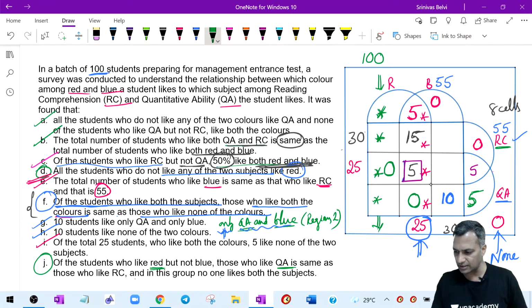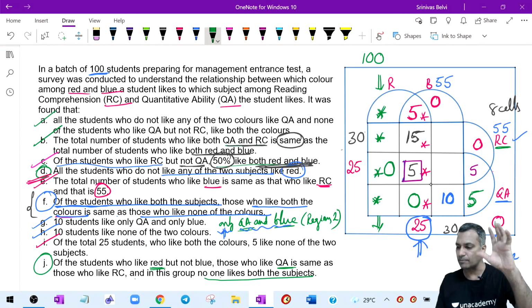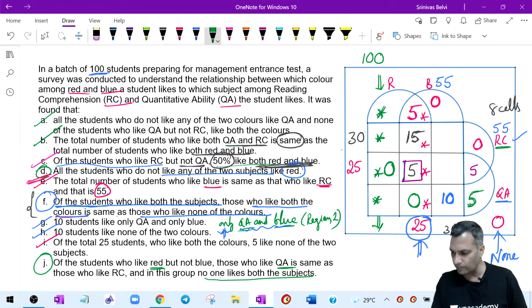Among these 4 stars, the number of people who like QA is the same as those who like RC. And also in that particular group, there is no one who likes both the subject. This is 0. Therefore, if this is X, then this is also going to be X.